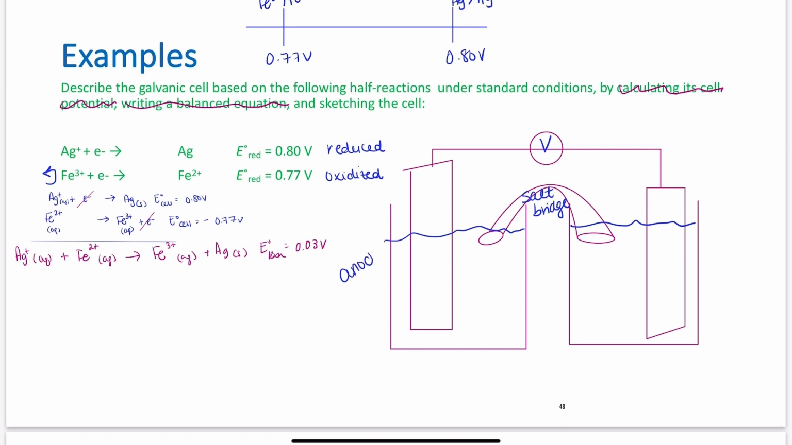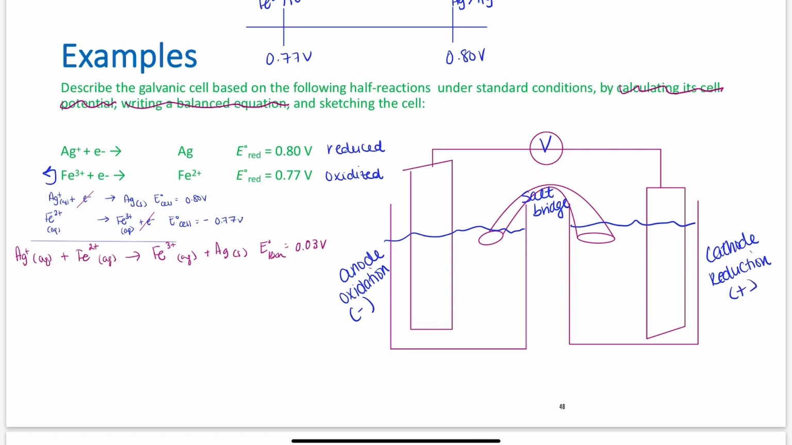Anode, always on the left. Anode is where oxidation occurs. And this is the negative terminal. Cathode, always on the right. This is where reduction occurs. Always positive.